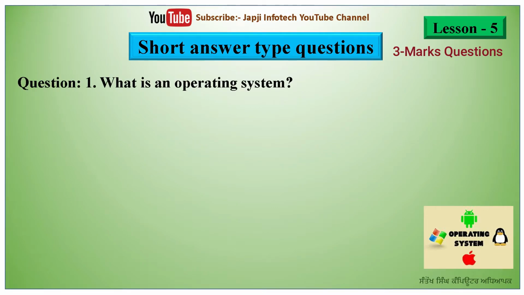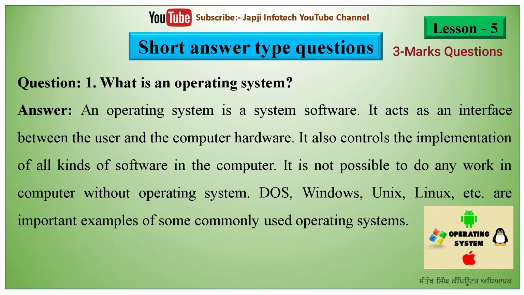So first question is what is an operating system? So an operating system is a system software. It acts as an interface between the user and the computer hardware. It also controls the implementation of all kind of software in the computer. It is not possible to do any work in computer without operating system. So DOS, Windows, Unix, Linux, etc. are important example of some commonly used operating systems.